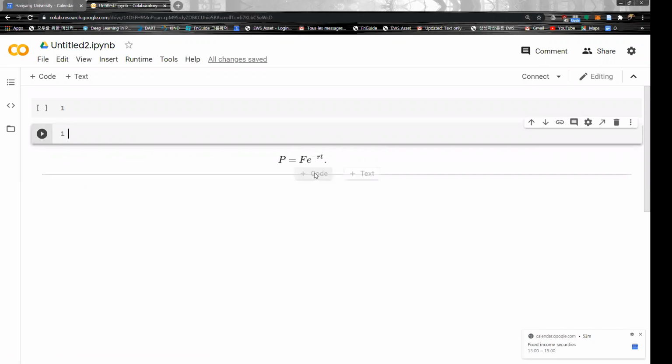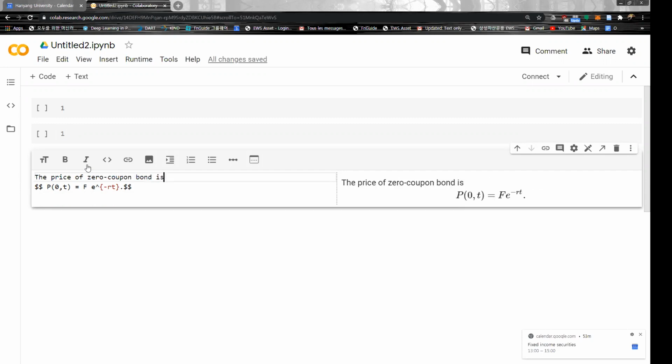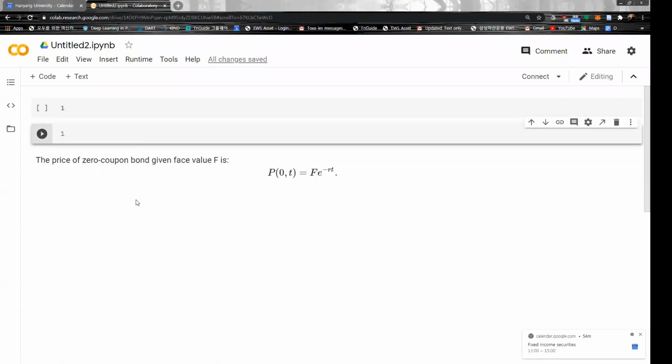So it is the zero coupon bond price. So the price of a zero coupon bond given face value F looks like this, right?